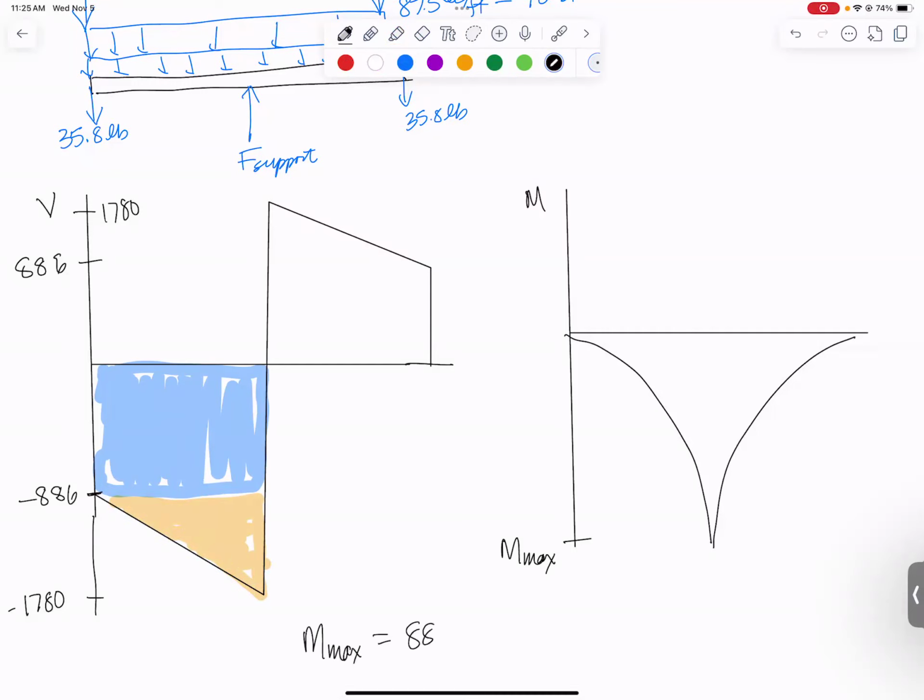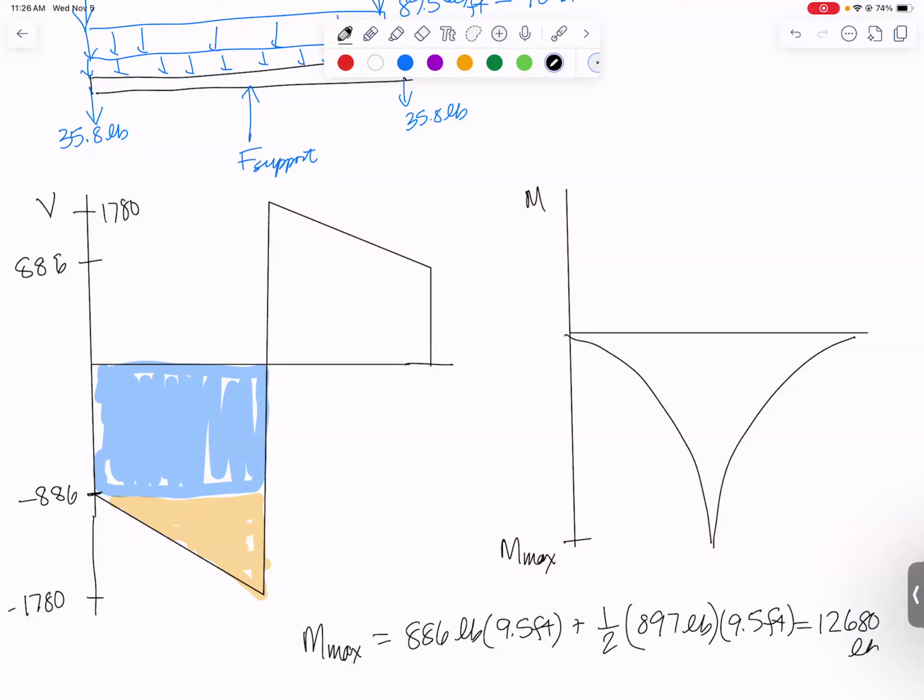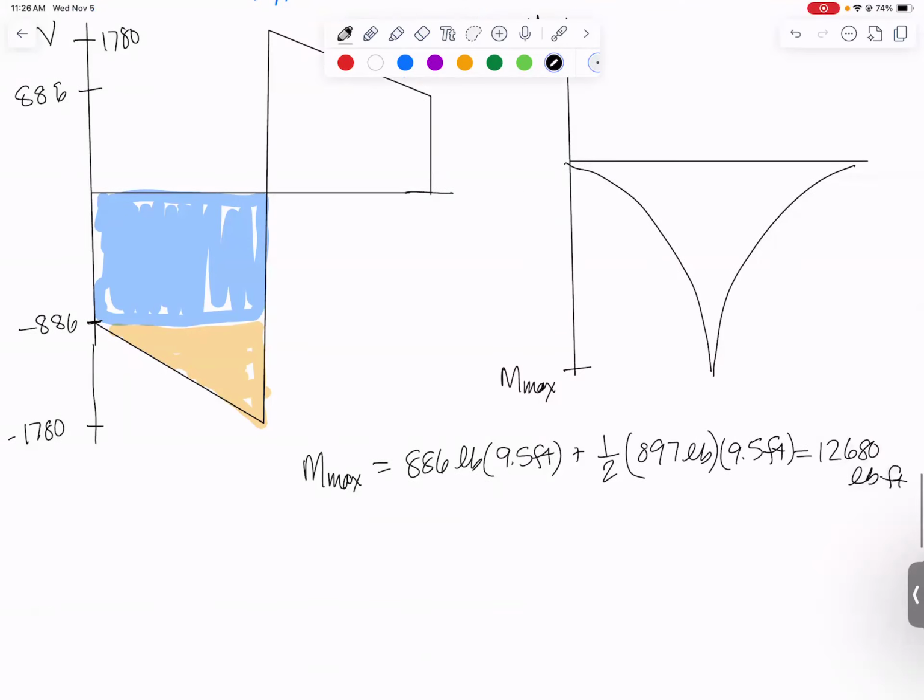So it's going to be 886 pounds times 9.5 feet plus 1/2 of the difference between 1780 and 886, which is 897 pounds, also acts over approximately 9.5 feet. So my M max comes out to be 12,680 pound-feet. And when we plug that in to find our max stress, it's going to come out to be 28.7 KSI, giving us a factor of safety for this material of 1.29.